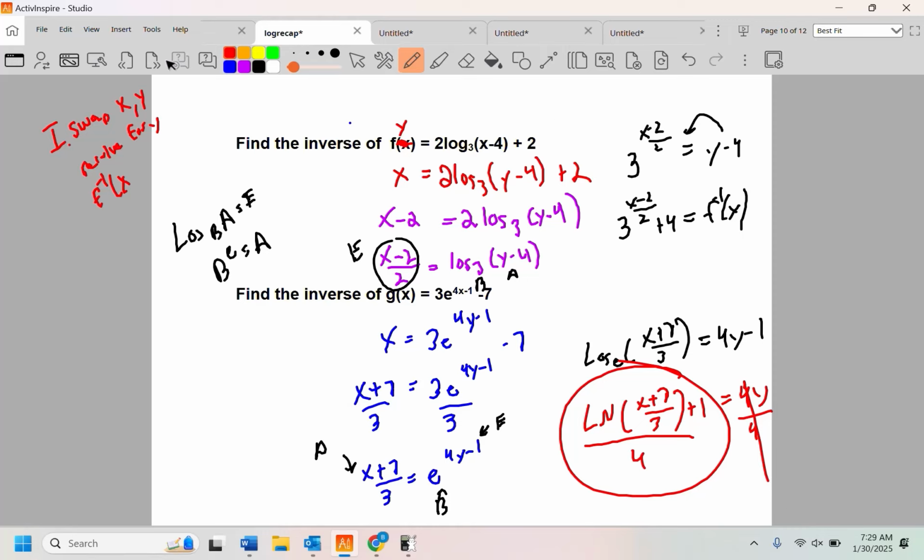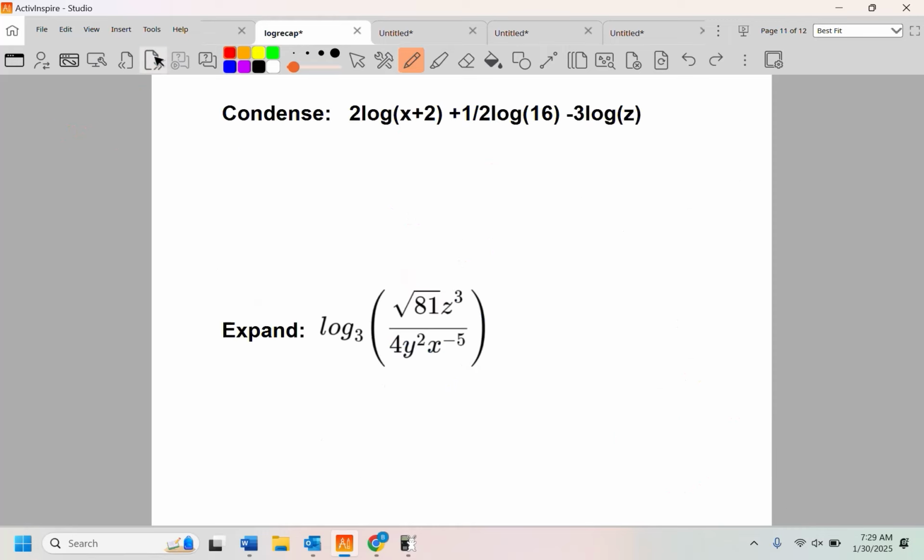All right, almost done, because I'm sure you're tired of watching this. We got into condensing, expanding, and then an easy one. So we're going to condense. Properties here that you need to know is that log of a b is log a plus log b, and log of a over b is log a minus log b. And you also need to know that log a to the r is r log a. Those are your properties. Use that last one first.